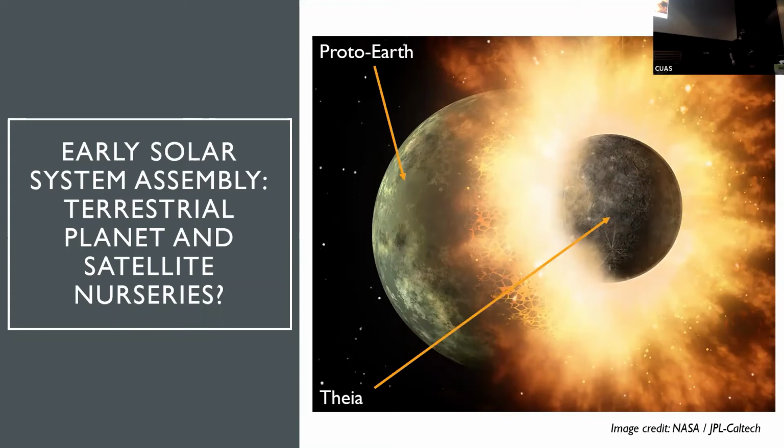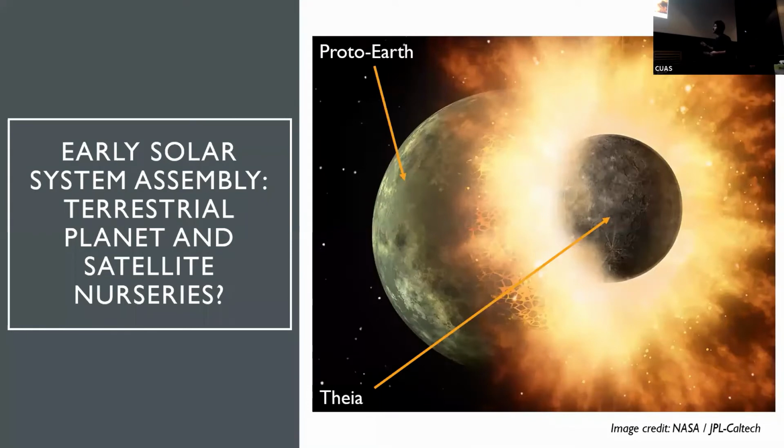So what we had in the early solar system was lots of these early planetary bodies. And here we have what are called proto-Earth, and this body Theia. Theia and Earth were quite near to each other in the young solar system. Apparently this happened about 100 million years after the formation of the Sun.